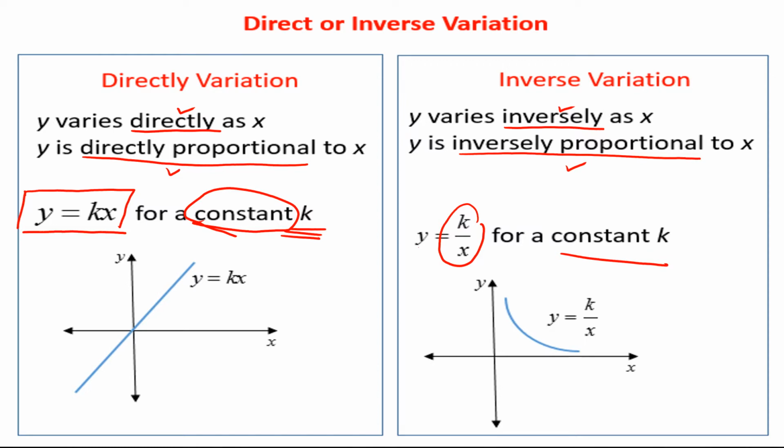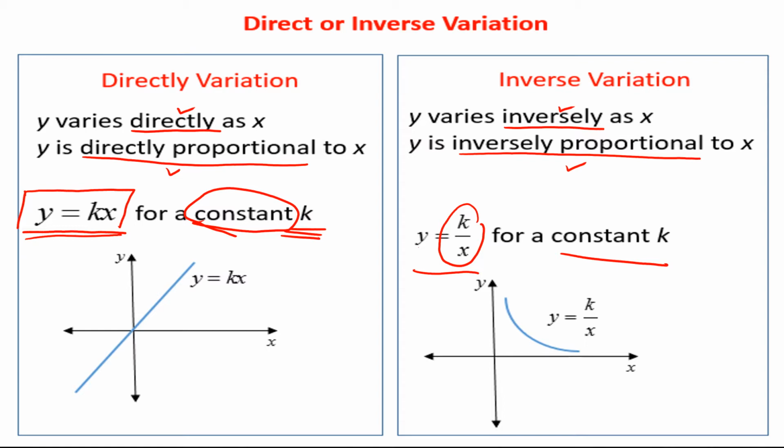So, again, pag directly, we have y equals kx. For inversely, we have y is equal to k over x. Now, what's the difference in their graph? We're going to graph a direct variation. It will be a straight line like this. Then for inverse, it will be a smooth curve like this.